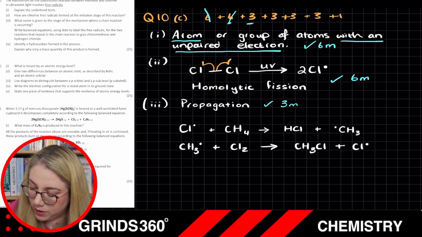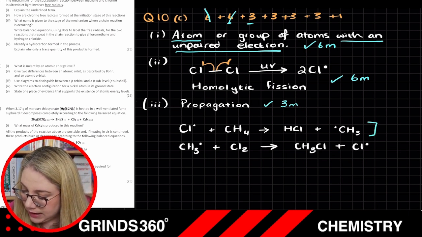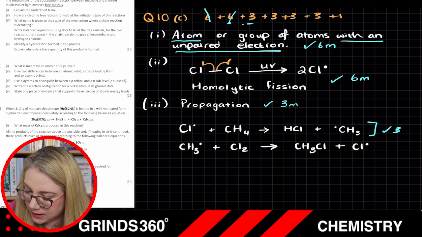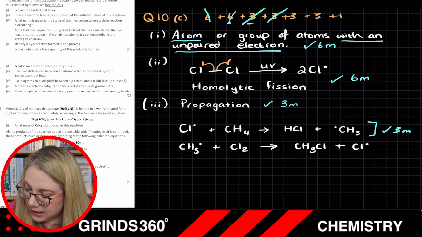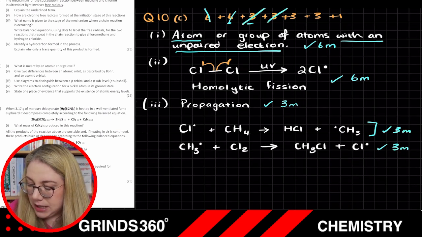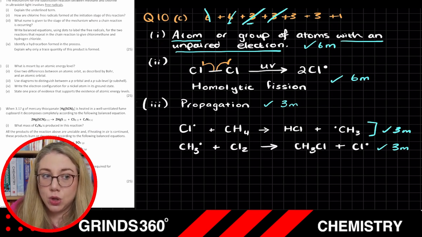Now, these are two separate answers. So my first one is my next correct markable point, so I'll get 3 marks for that. And I get 3 marks for the second one. Now, it's important here that you make sure that you show the dots for the free radicals. If they're missing, you're going to lose your marks.